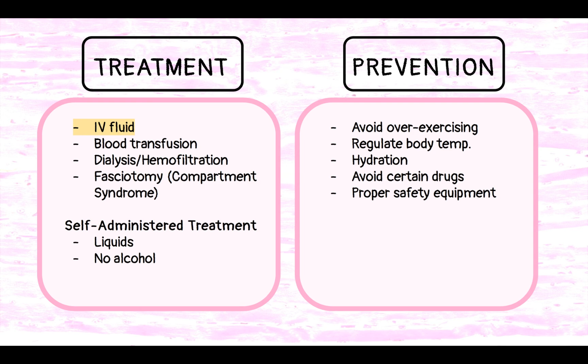Prevention is simple. Preventative measures can be to avoid overexertion during exercises, making sure body temperature is regulated by not being too hot or too cold, avoiding dehydration, staying away from certain drugs, medications, and toxins, and using proper safety equipment or care while engaging in dangerous activities. This could be as simple as wearing a seatbelt while driving or proper shoes while hiking.